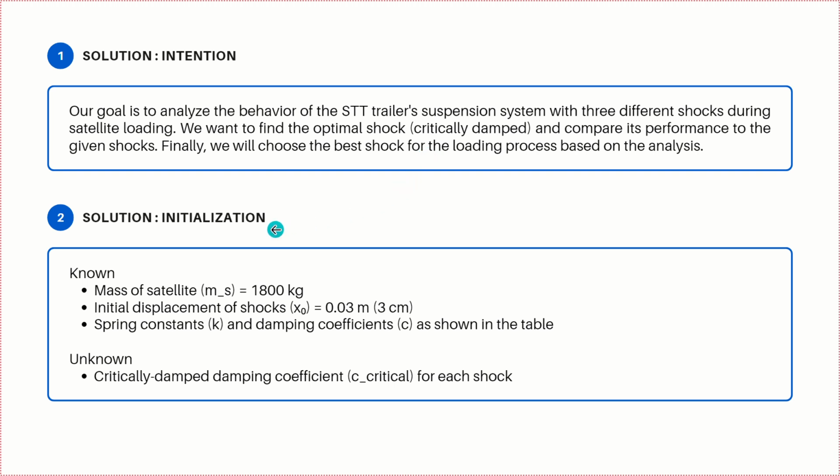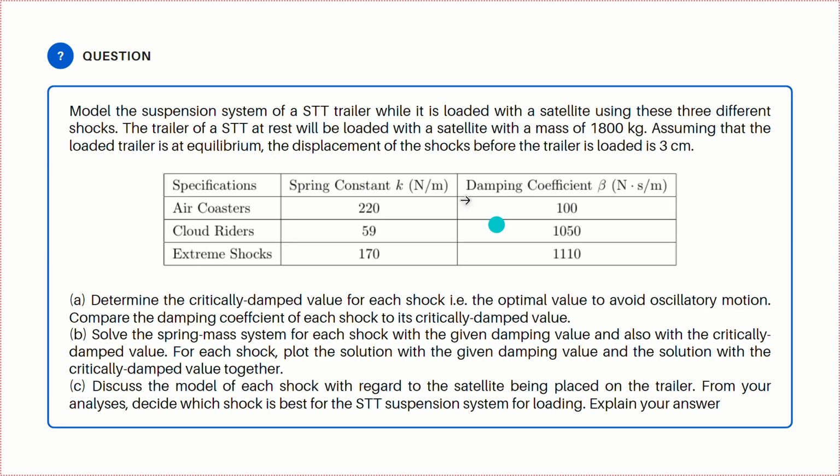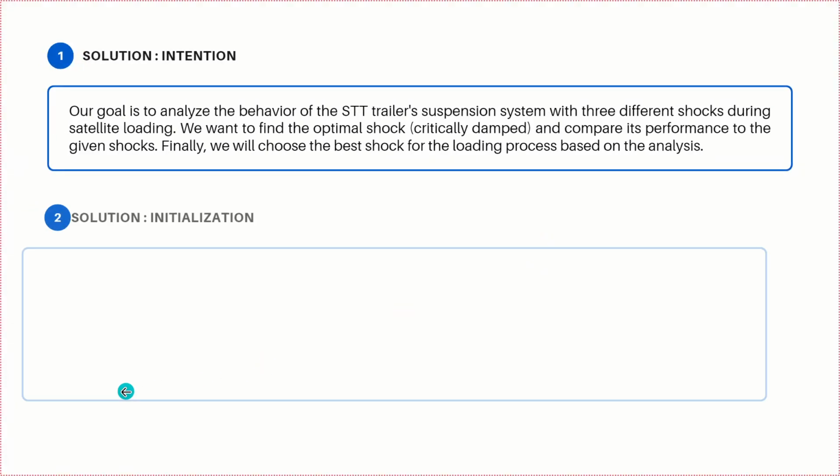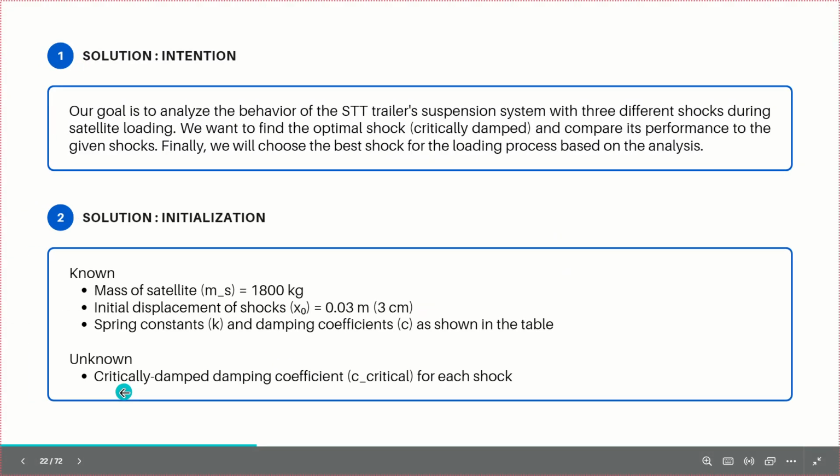On to initialization, we need to consider what's known and what's unknown. What we know is the mass of the satellite, which is 1800 kilograms, and the initial displacement of the shocks is 0.03 meters, and the spring constants K and damping coefficients C are shown in the table as I showed before. This is the table. And what we don't know is the critically damped damping coefficient for each shock.